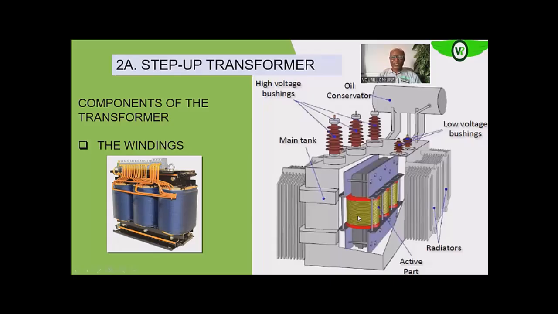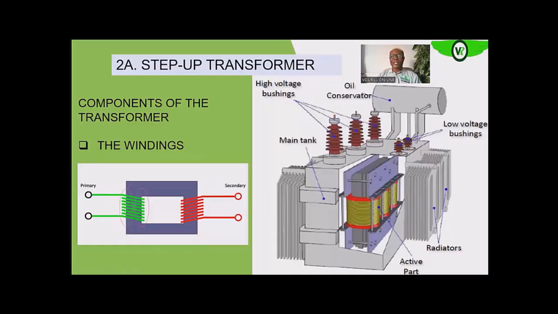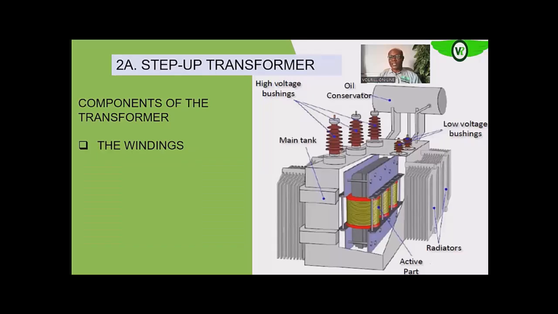Then the secondary winding: after the primary winding has been magnetized, since it is an alternating voltage signal that is sent into the primary winding, EMF or voltage will be induced in the secondary winding. So the 330 kV signal that is induced in the secondary winding is now connected to these high voltage or output bushings. All the output terminals from the secondary windings are tied to these high voltage bushings.